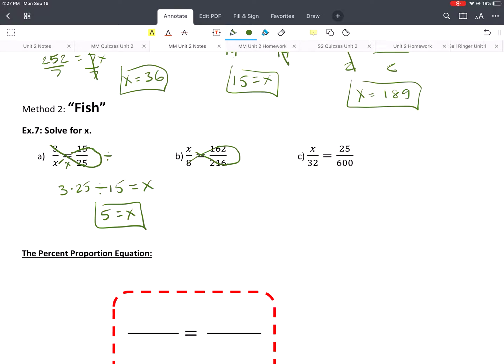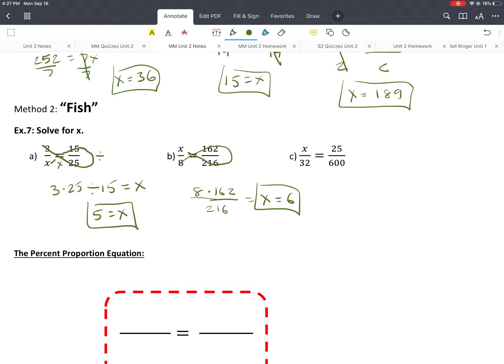8 times 162, and then we'll divide it by 216. 8 times 162 divided by 216, and you end up getting x equals 6.